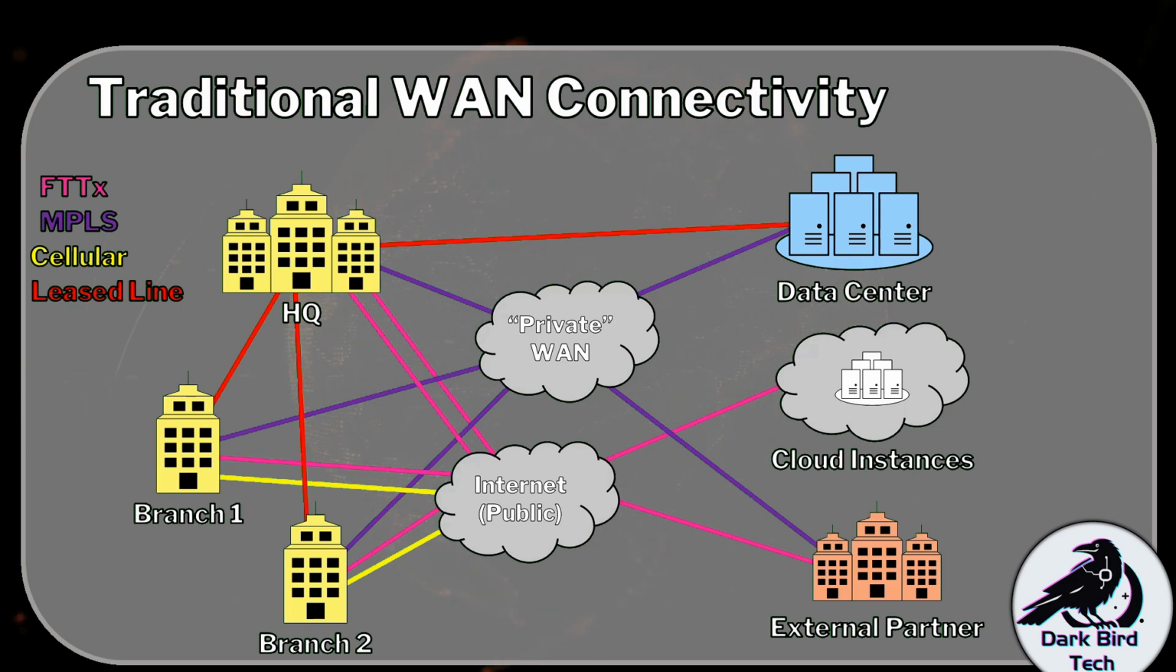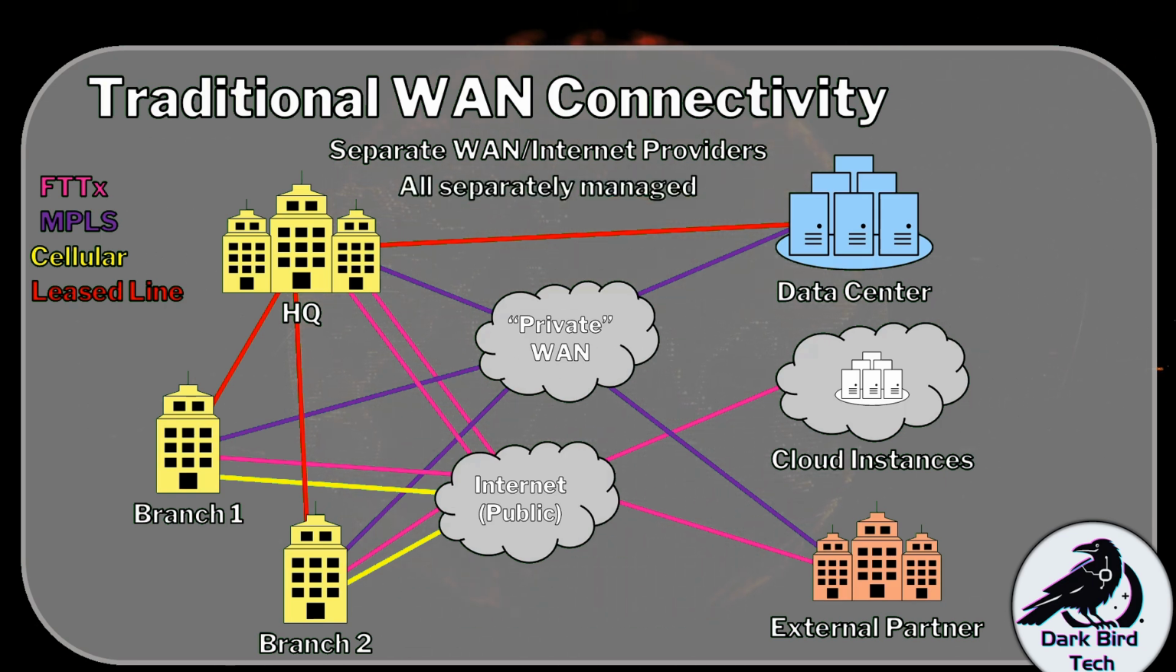Now, why is this a problem? Well, first of all, these are going to be operated by separate WAN or internet service providers, and we have to manage them all separately. And because they are managed separately, operated separately, and oftentimes configured separately, even on the client side, it can be very difficult to get these connections to work together redundantly and spread workload between them all.